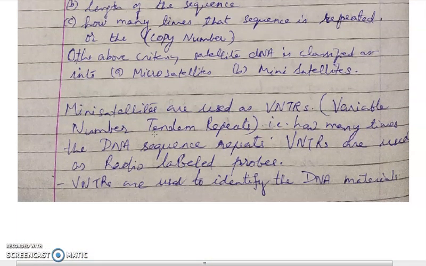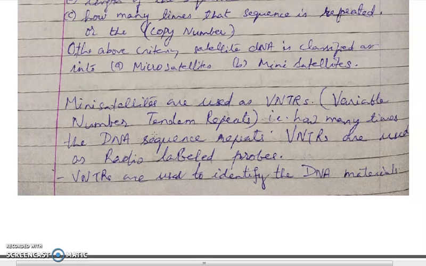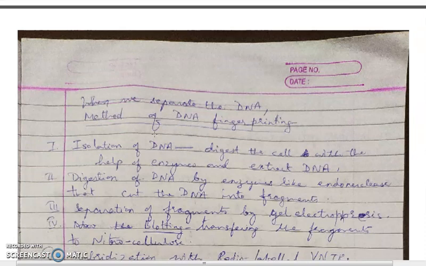Minisatellites are used as VNTRs, the variable number tandem repeats. So these minisatellites were used for our DNA fingerprinting. These are important, that is, how many times the DNA sequence repeats. That was important, how many times it repeats. That is used for finding out the culprit or the criminal. The VNTRs are used as radiolabeled probes. With the help of these radiolabeled probes it was done. Now VNTRs are used to identify the DNA material. What is the method of DNA fingerprinting?